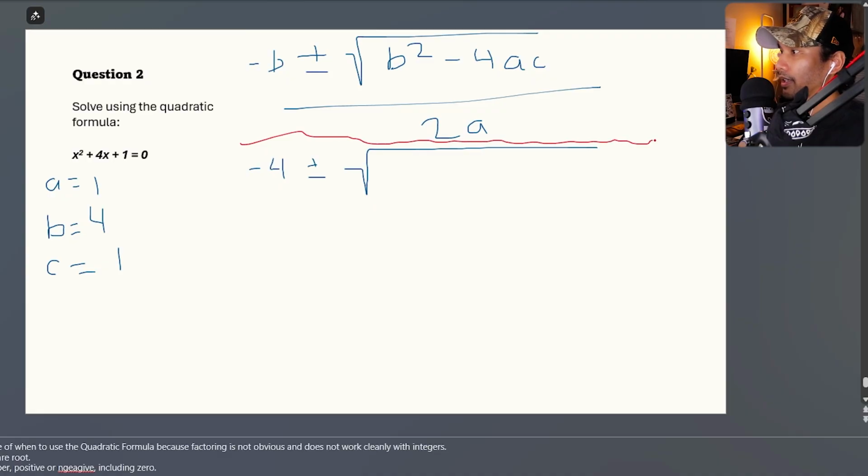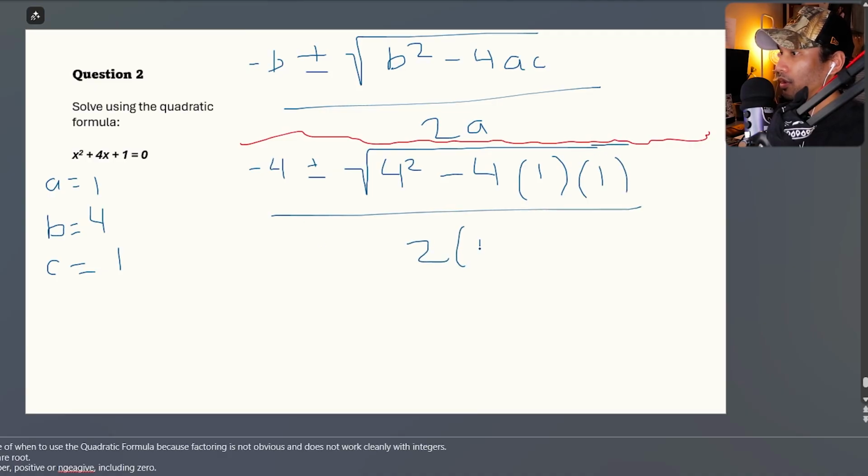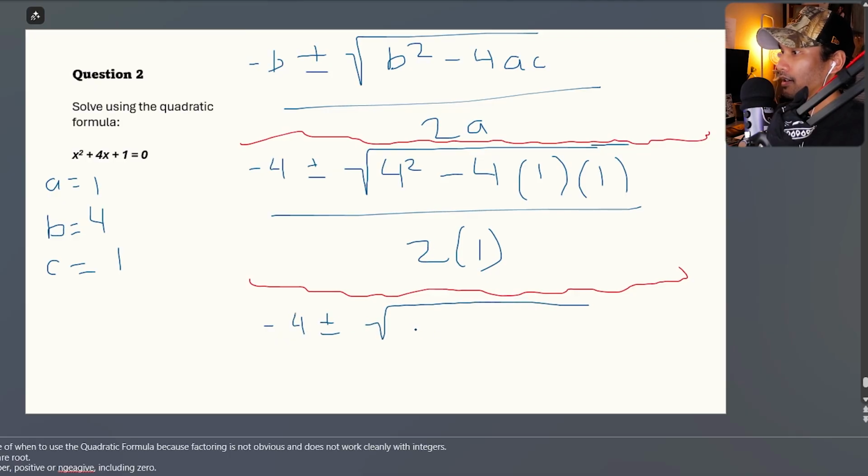Let's write this squiggly line. B squared, we have 4 squared minus 4, then 1, 1. That's actually really cool. Divided by 2, 1. And then let's just do this squiggly again. And then we get negative 4 plus minus 16 minus 4 times 1 is just 4, divided by 2.